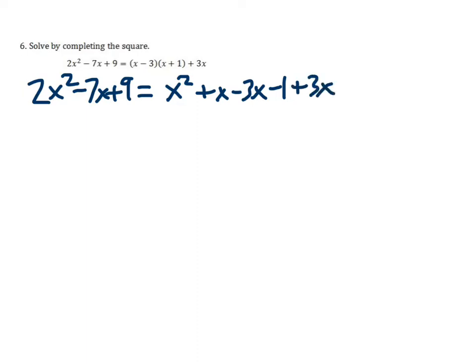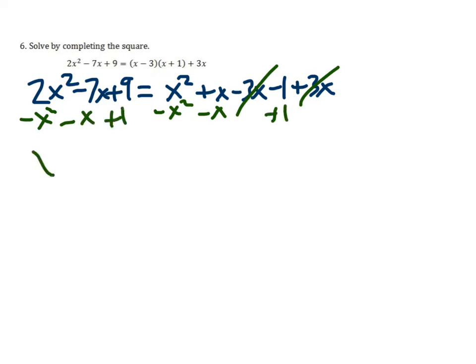All right. Now let's go ahead and just move everything over. Let's clean it up first of all. These will cancel out. That's kind of nice. And let's subtract x squared from both sides. Let's go ahead and subtract x from both sides and add 1. All right, so we end up with x squared minus 8x plus 10 equals 0.